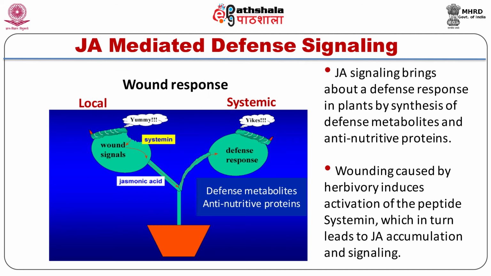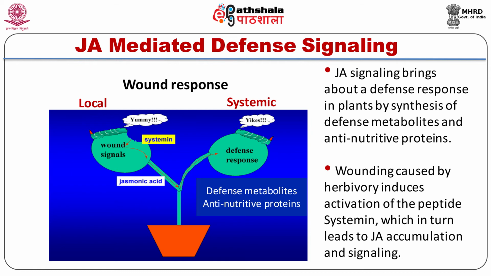Jasmonates accumulate after wounding and herbivory. Jasmonates are known to be the signal for induction of stress responses. They induce the accumulation of major anti-herbivore defense metabolites and anti-nutritive proteins. For example, jasmonates induce indole glucosinolates in Brassica species. In Nicotiana, after herbivory, jasmonates are transported to the root and initiate the biosynthesis of nicotine.